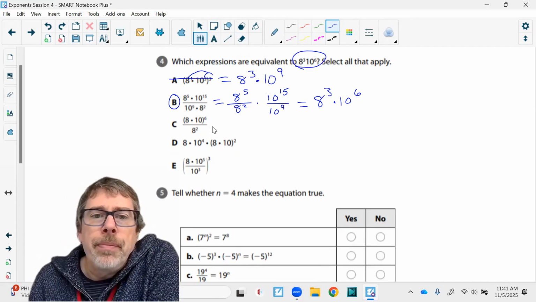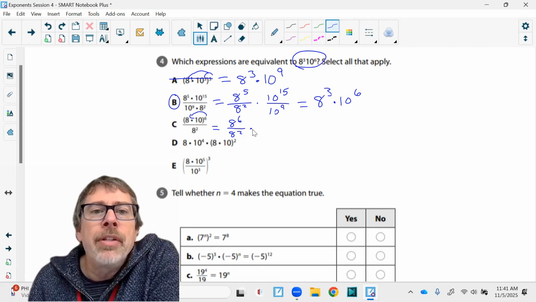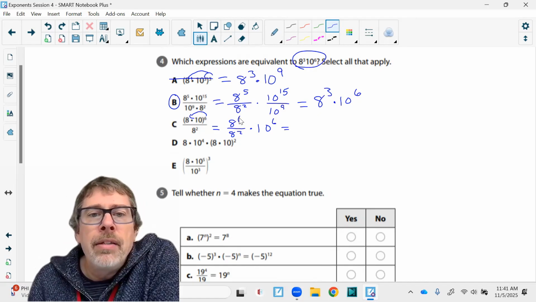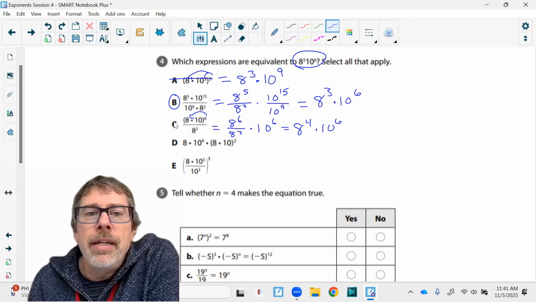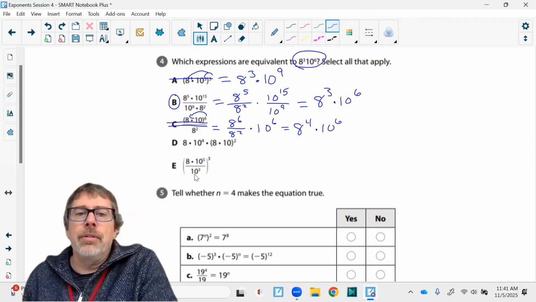Okay, the next one. If I distribute this 6, that's going to become 8 to the 6th power over 8 squared. The 8 squared is not in parentheses, so that just comes over. And then I'm going to pull this 10 out in the same step and just put it out here. And 6 times 1 is 6. And 6 minus 2 is a base of 8. So the 6 minus 2 is 8 to the 4th times 10 to the 6th. Okay, so 8 to the 4, 10 to the 6. This is 8 to the 3, 10 to the 6. So C is not a solution.